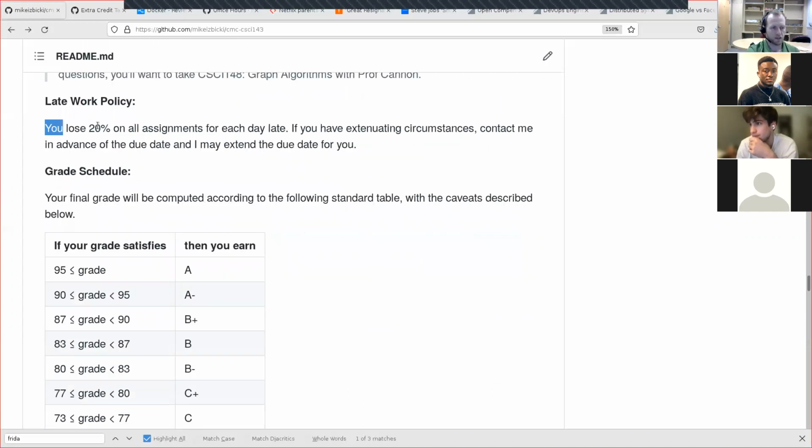Late work policy in this class: 20% off for each day late. So it's not a huge penalty, and I think that in general, it's better to submit an assignment late that's correct than an assignment incorrect that is on time.